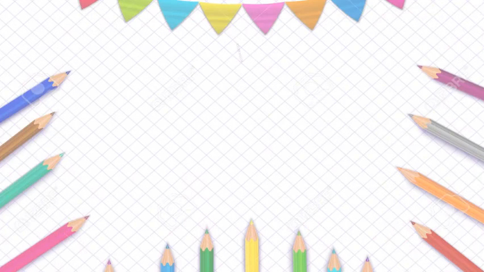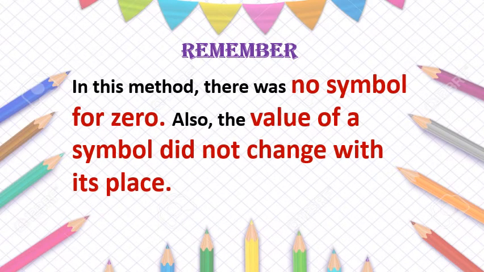Now students, remember this. In this method, there was no symbol for 0. Also, the value of a symbol did not change with its place. You know that the value changes according to the place value, right? In third, fourth grade, we studied that one. But here, the value did not change according to its place.